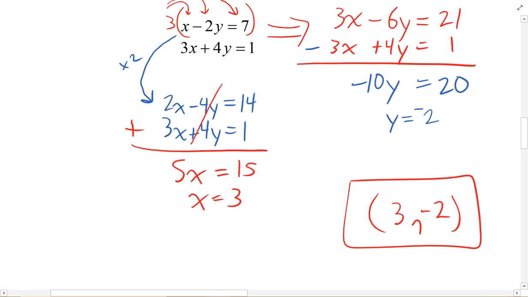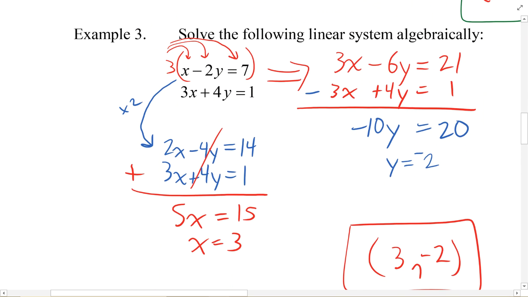Yes, this would be an example of double elimination because you eliminate your x's, then you eliminate your y's. Yeah, you can write that down if you want, double elimination.